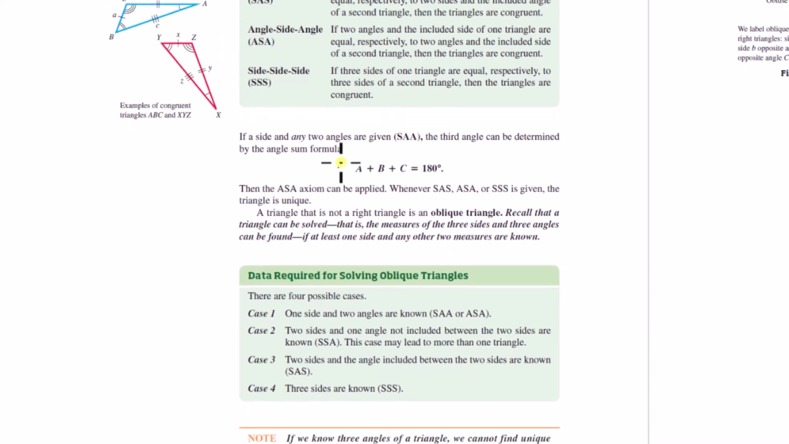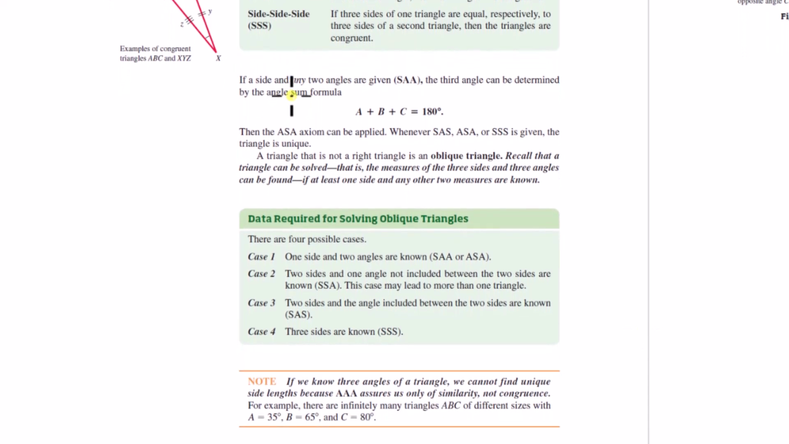Okay. Now, they give a reminder here that the three angles of a triangle sum to 180. And so they point out that if you have a situation where you have a side and two angles, but the side is not included between those angles, then you still automatically, because you have two angles, have the third angle, so you can convert this to the angle-side-angle condition, right?